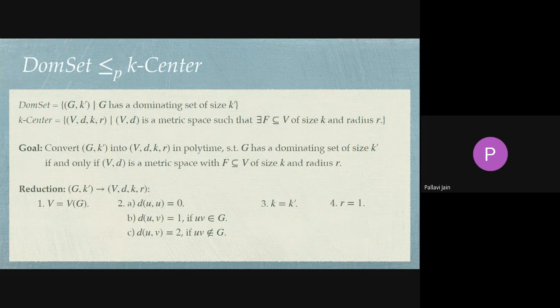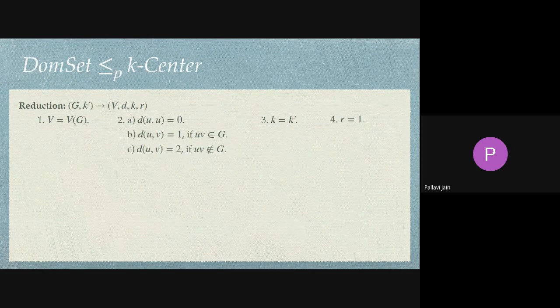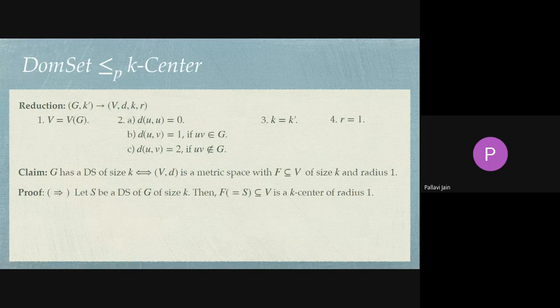Okay, so let's see why it is correct. Claim again: G has a dominating set of size K if and only if VD is a metric space with a K center of radius 1. This is what we have to prove. So again, forward direction. Suppose S is the dominating set of G of size K. Then I claim that F, which is S in V, because VG and V are the same, will be a K center of radius 1.